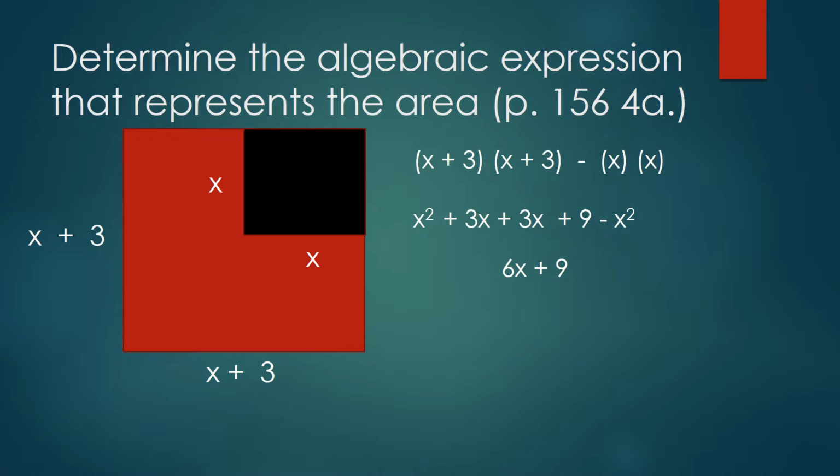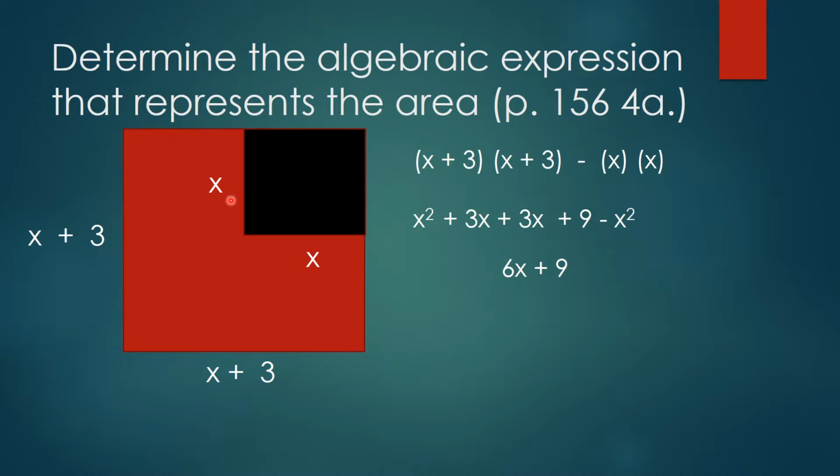Finally, the next one, we had number 4 to do on page 156. We had to determine the algebraic expression that represents the area, and that's the area represented in red. So you know the dimensions of this shape. This length here is x plus 3. The length across the bottom is x plus 3. And this small part that's not meant to be part of this red area is this black box, and it has dimensions of x times x.